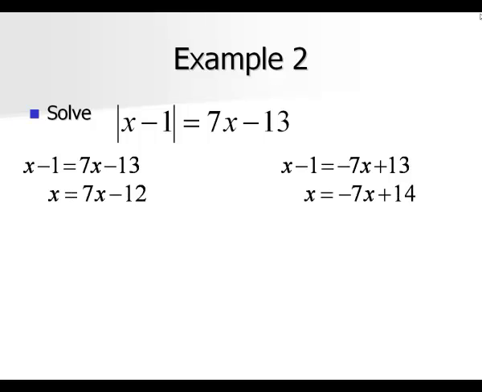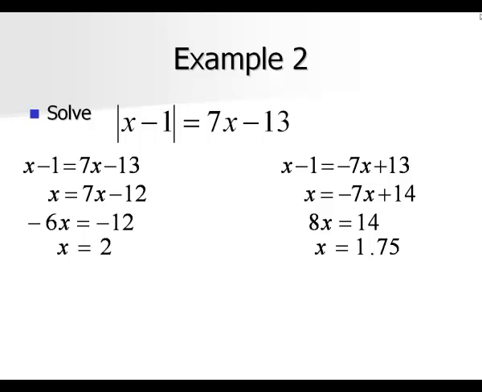We begin by adding 1 to the right in both equations. And now in the first equation, we're going to subtract 7x to the left, but in the second equation, you're going to add 7x to the left. Now in the first equation, you're going to divide by negative 6. In the second equation, you're going to divide by 8. So 2 and 1.75 are two answers.